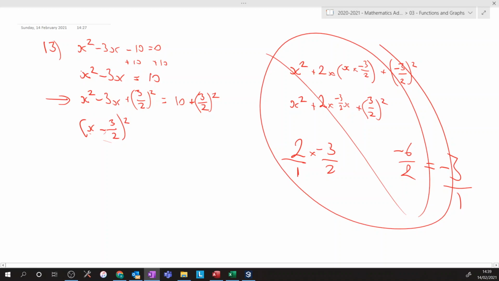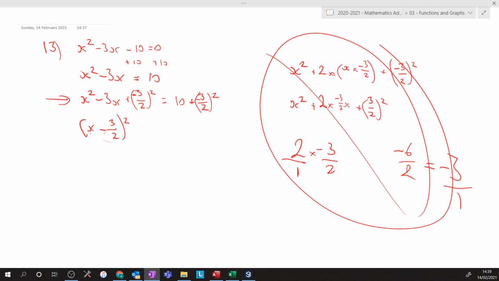So I should actually, once again, to be precise, have a minus in there and a minus in there. But because you're squaring it, they come out as positives anyway. It is minus 3 on 2 squared. Okay, so we've done that to both sides.